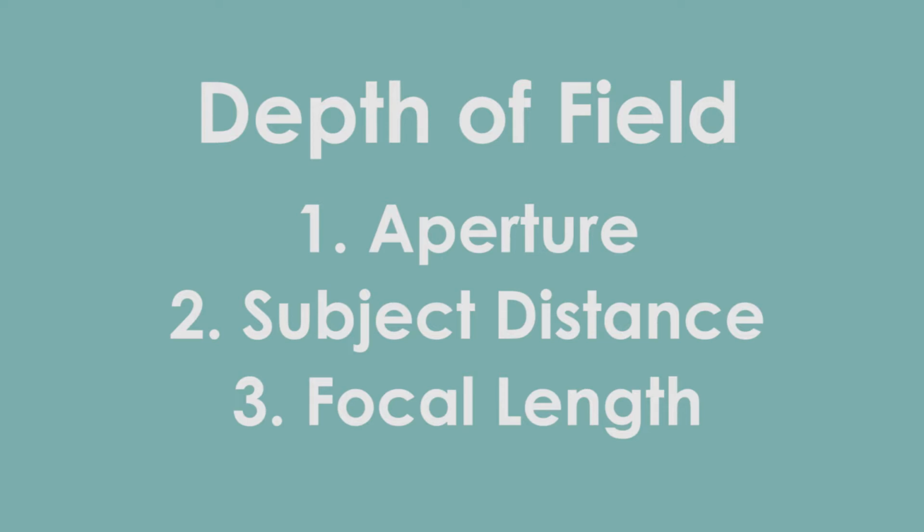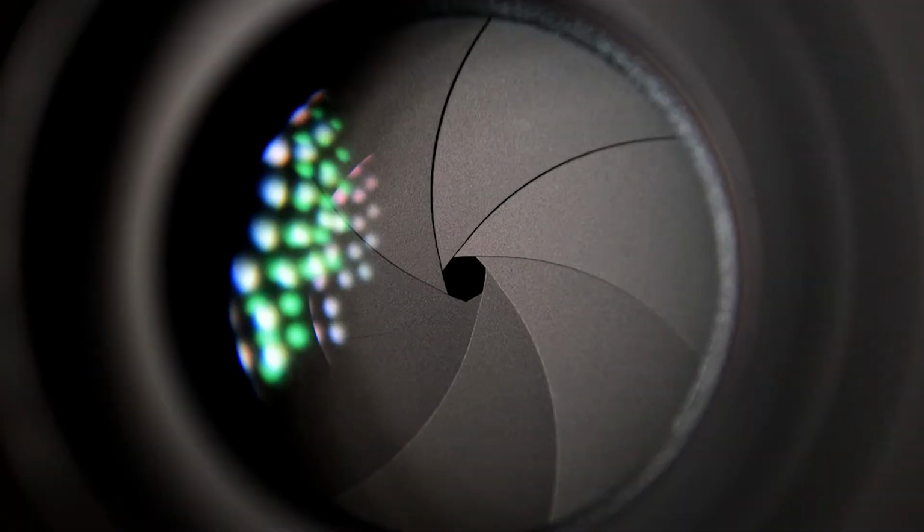There are three main areas that control depth of field: aperture, distance the subject is from the camera, and focal length. Let's start with aperture. Aperture refers to the diameter of the hole through which light enters the camera. The hole is created by these small leaves, which can be adjusted to allow more or less light in.